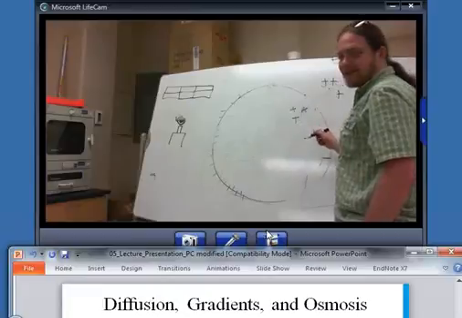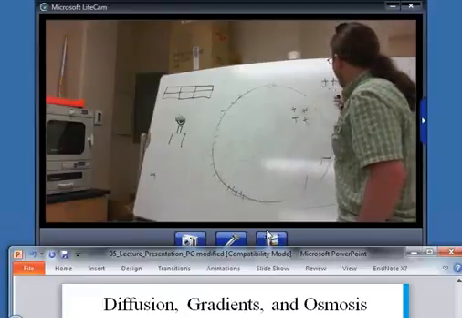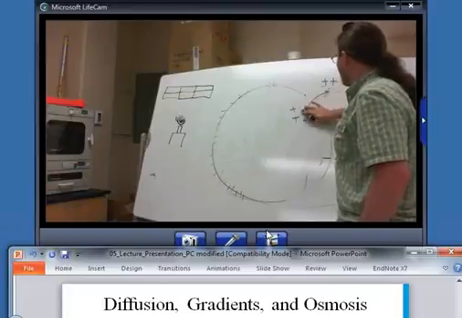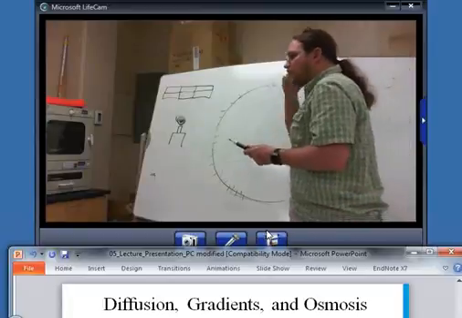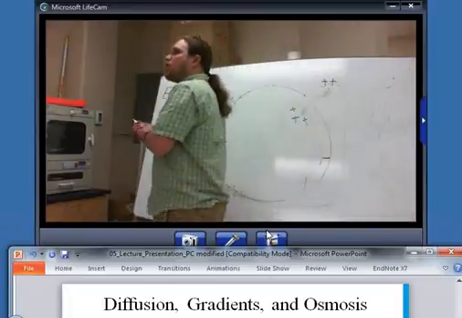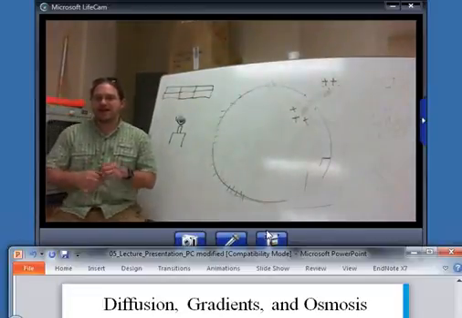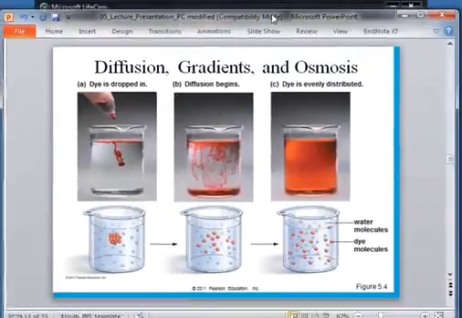Also, let's say we had some waste that we didn't want. As long as there's more waste on the inside than the outside, that waste can sometimes move out of the cell due to diffusion. Diffusion is a nice way to do things because it does not require the cell to use any energy. It takes advantage of this natural property of chemicals to want to spread out evenly.